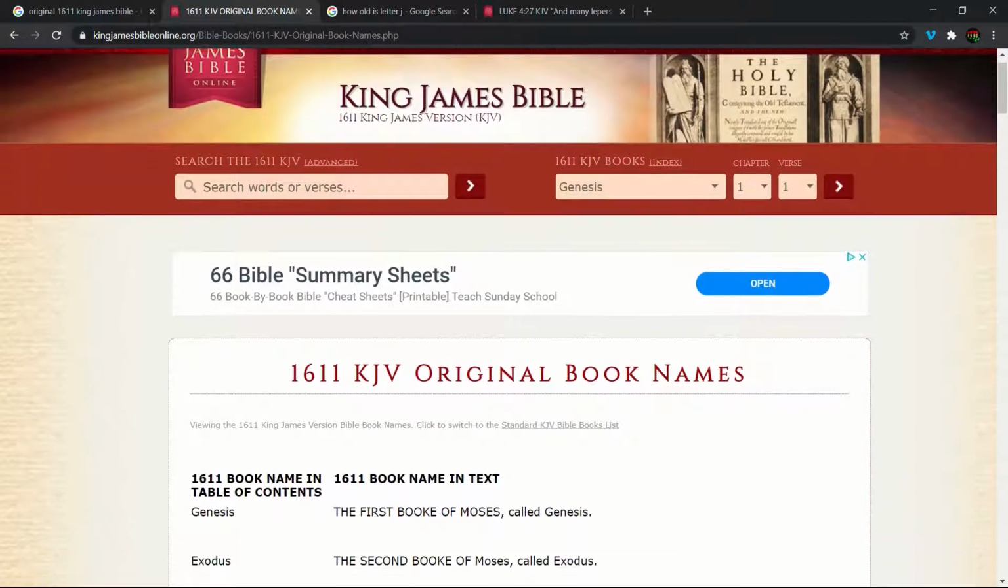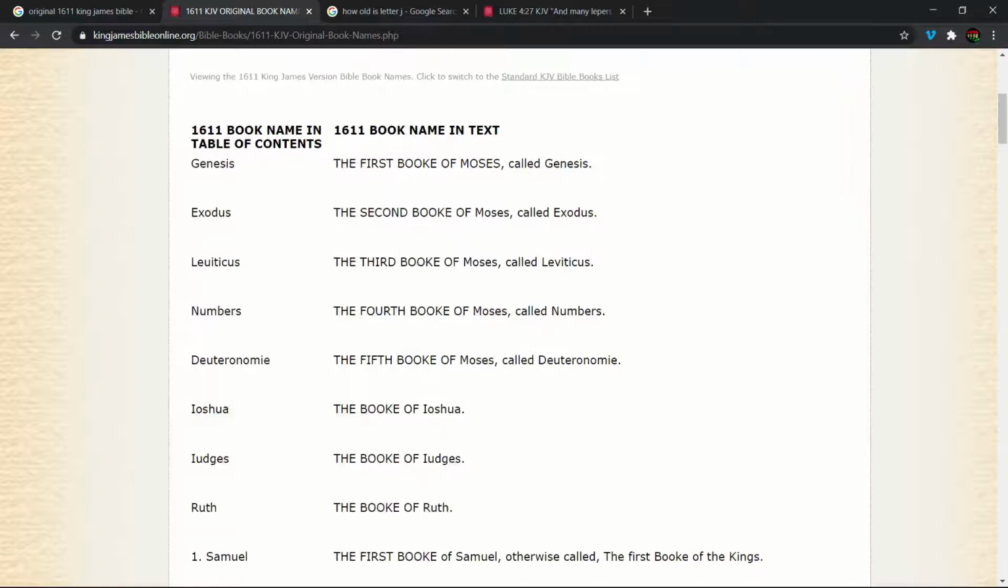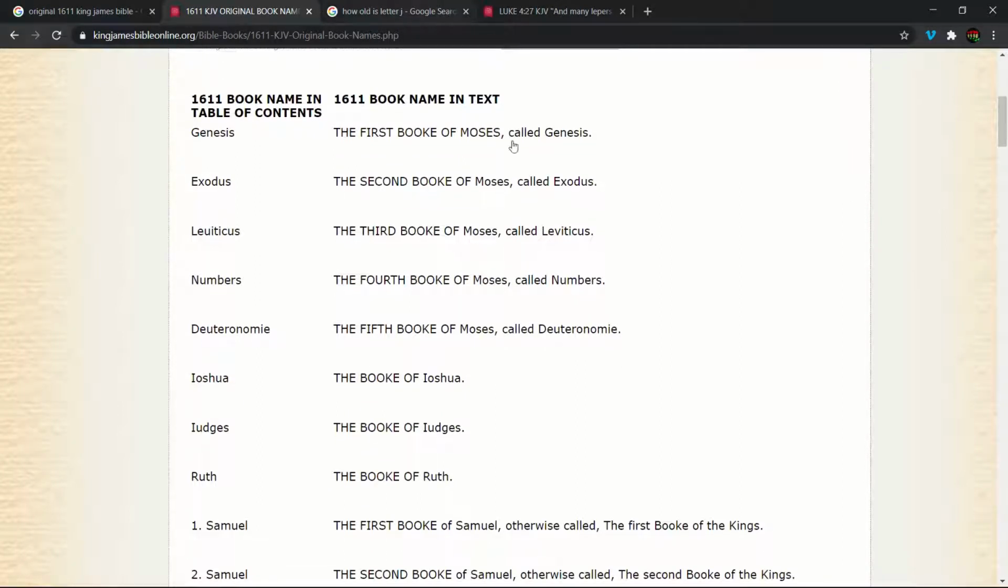And this is like a table of contents. First book of Moses, called Genesis, and you see Deuteronomy. Notice the spelling is different because English has changed. Okay, notice this is Joshua. There's no J, Judges. Okay, remember I said in my previous video, there's no letter J in Hebrew, Latin, or Greek.